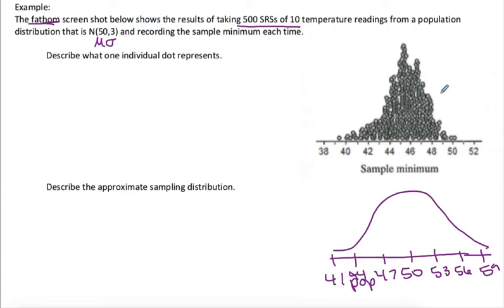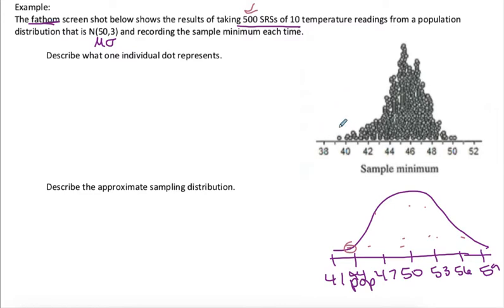Okay, what they did was they took 500 samples of 10 temperatures. So 1, 2, 3, 4, 5, 6, 7, 8, 9, 10. And then they recorded the sample minimum each time. Okay, so here would be my minimum, and then they record it. So maybe about 45. And then they would do this again. So then they would take it, and they would do this. 1, 2, 3, 4, 5, 6, 7, 8, 9, 10. And there's my minimum. Now it's about 43, 43 and a half, and they would record it. And they did this 500 times. That's why we have our computer program that does that for us.